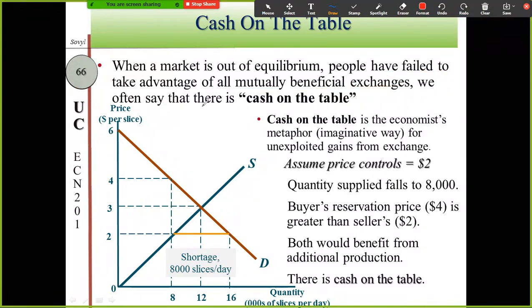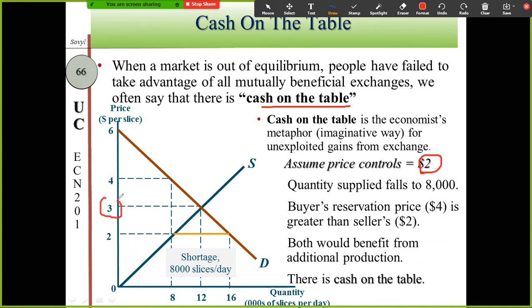We often say that there is cash on the table. Cash on the table everyone can see, but who can get it? Who can catch it? Cash on the table is an economist's metaphor, an imaginative way to describe unexploited gains from exchange. Unexploited gain.